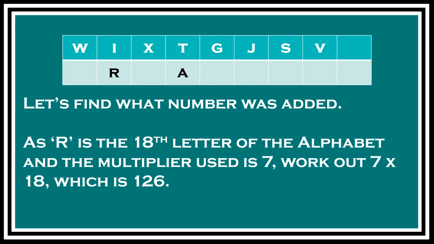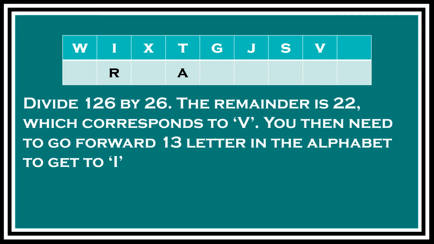R is the 18th letter of the alphabet. We have already found that the multiplier used is 7. Work out 7 times 18, giving us 126. Dividing that by 26, the number of letters in the alphabet, gives us a remainder of 22, and the 22nd letter of the alphabet is V. To get from V to I, we need to go forward 13 letters, so I is 13 letters after V.